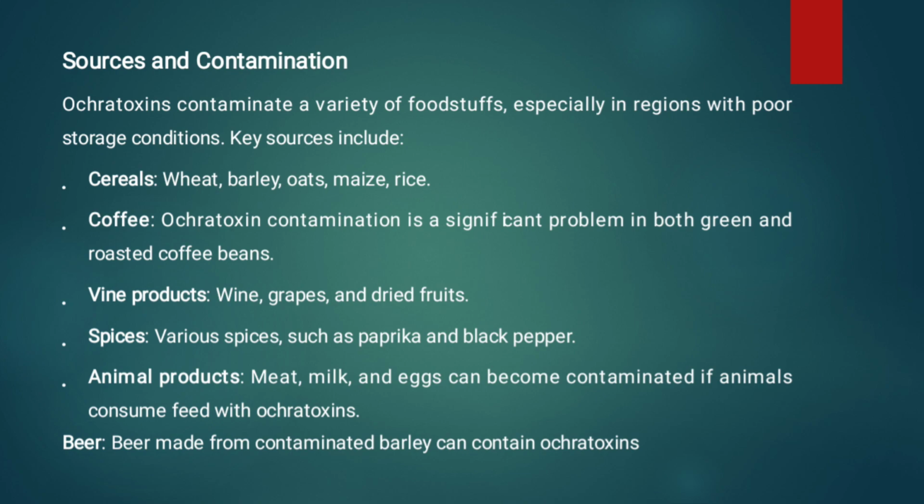Ochratoxin contamination is a significant problem in both green and roasted coffee beans. Wine products like wine, grapes, and dried fruits, spices such as paprika and black pepper, and animal products like meat, milk, and eggs can become contaminated if animals consume feed with ochratoxin.